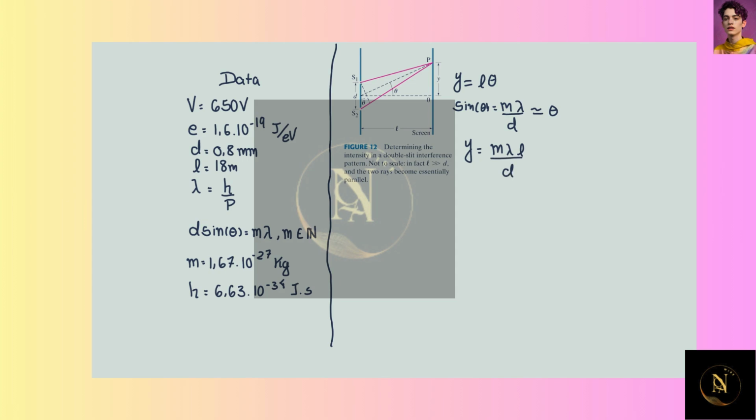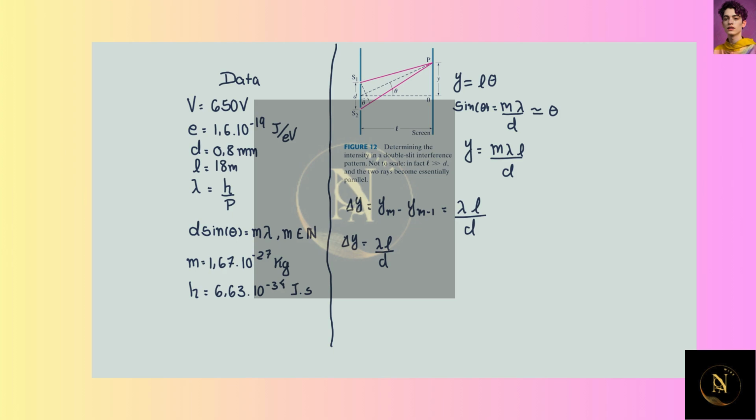But note that y is the position of the peak number m. So the distance between two peaks is delta y, which is given by y_m minus y_(m-1). And it's very easy to see that this will give us lambda times L divided by d. So the separation we want to calculate is lambda L divided by d.